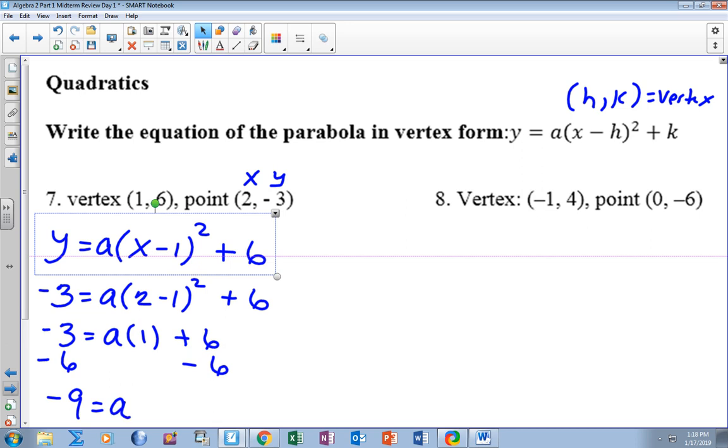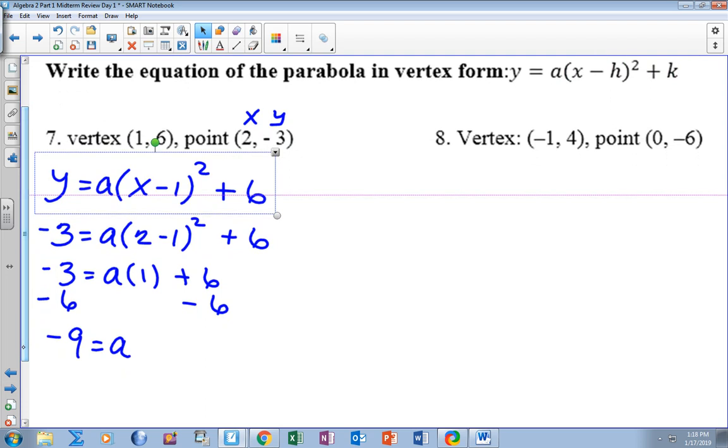Then you're just going to plug the -9 in for your a back into your equation. So now you have y equals -9 times x minus 1 squared plus 6. So that's the equation. Are you good with that? I'm not going to do 8 for you. I'll let you guys do 8 on your own.